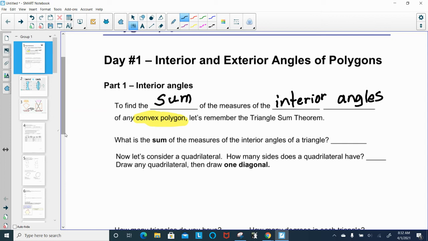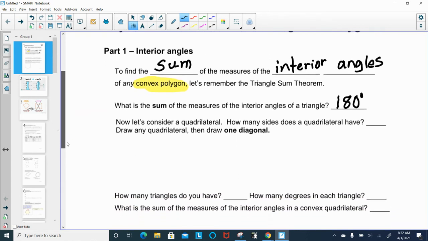And hopefully in your brain, you are thinking 180, but it wouldn't surprise me if some of you were thinking 360 because we just finished circles. But remember, we're talking about a triangle here. So the triangle has 180 degrees. Okay. Now let's move and use that information.